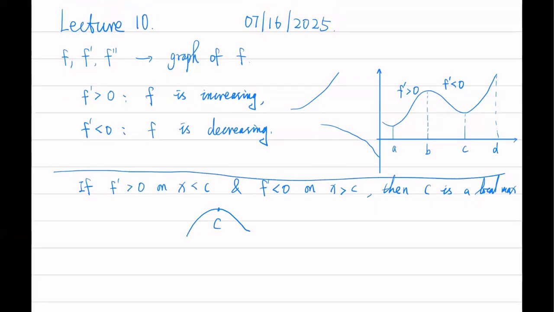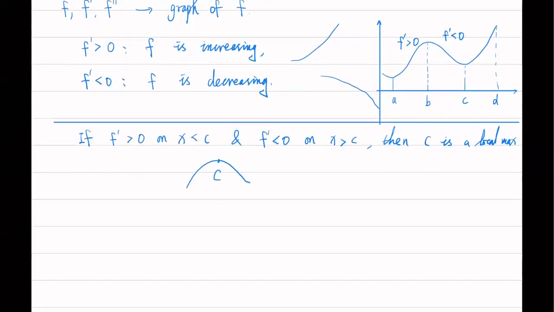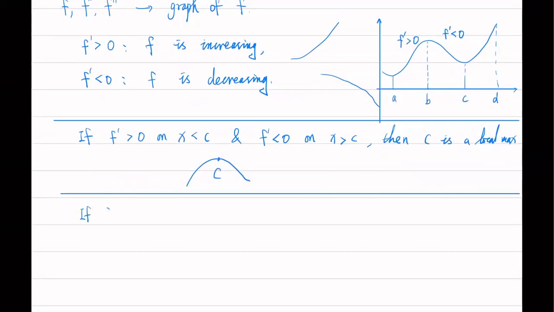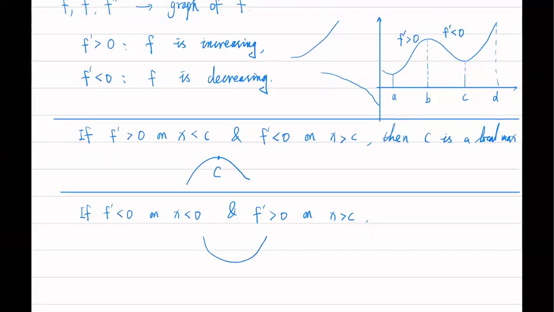Similarly, the left is decreasing and on the right is increasing. We have this graph. Okay. Local maximum and local minimum, very simple.